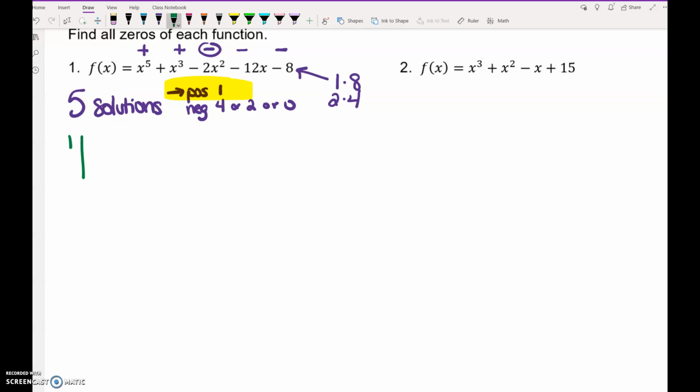Let's test positive 1 using synthetic division. Warning. We have to check for missing terms before we do synthetic division. If we're starting with x to the 5th, we would need an x to the 4th. So there's a 0x to the 4th hiding in here. That matters when we do synthetic division. So we have 1x to the 5th, 0x to the 4th, 1x to the 3rd, negative 2x squared, negative 12x, and negative 8. This synthetic division is a little bit longer than what we've done the past few days.